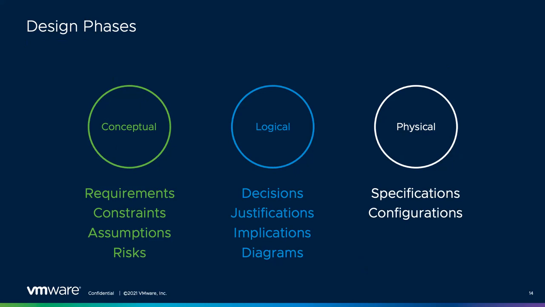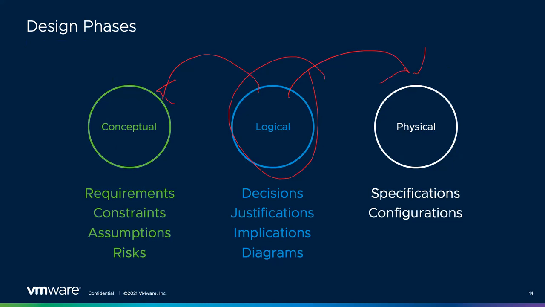So here, the physical design piece of it. We use the logical design to get at the conceptual design, but at the same time, we use the logical design to create the physical design. So a physical design includes specific vendor and implementation details.